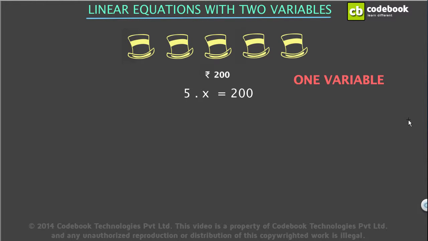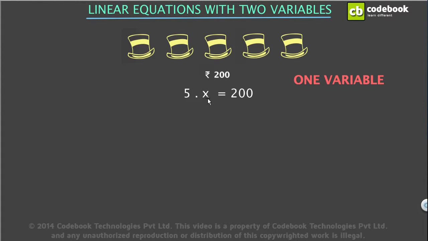In this lesson, we will talk about linear equations with two variables. Before we dive into the topic, let's recall the linear equations with one variable lesson. When the shopkeeper offered you 5 hats for 200 rupees, you represented that as 5 times x is equal to 200. Because you know there are 5 hats and you know the total cost, which is 200, but you didn't know the price of the hat. So that was an unknown.